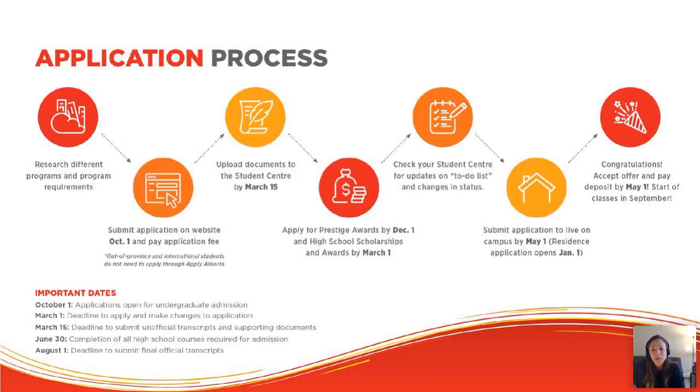Once you've applied, you can use your student center to monitor the progress of your application. If you're issued an offer, normally you have to accept that offer and pay an admission deposit by March or by May 1st, but sometimes that can be a little bit different. So make sure you check the terms of your offer letter. And then after that, you're basically going to be registering for courses and things like that and on your way to becoming one of our students.